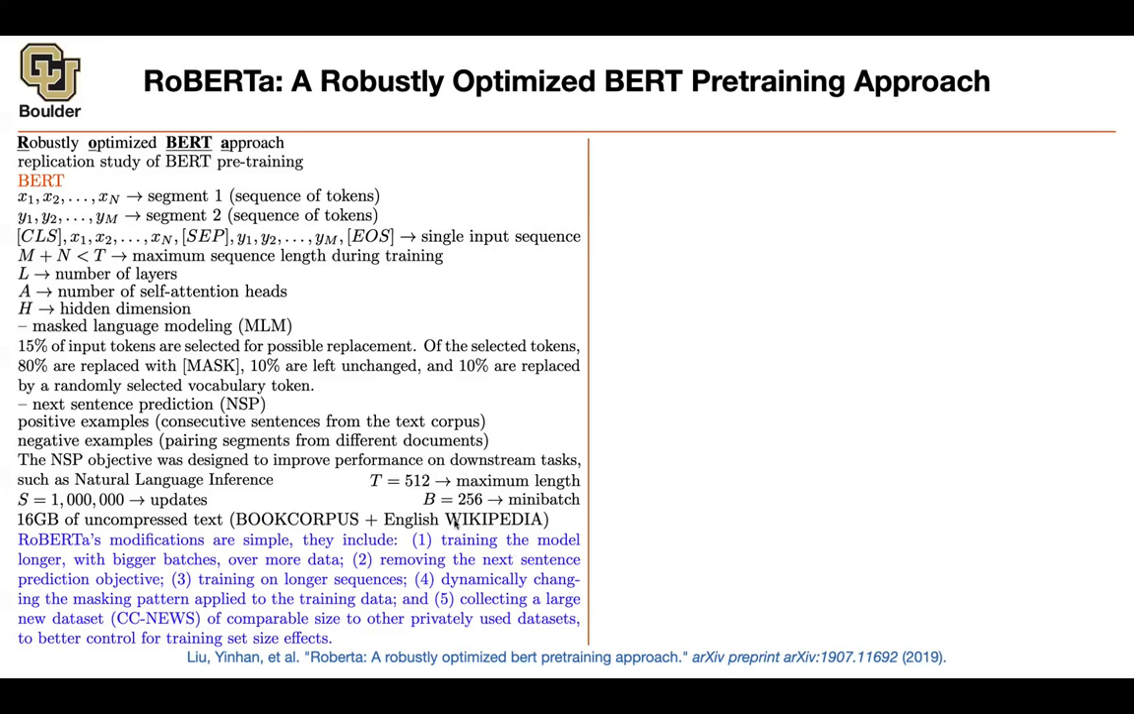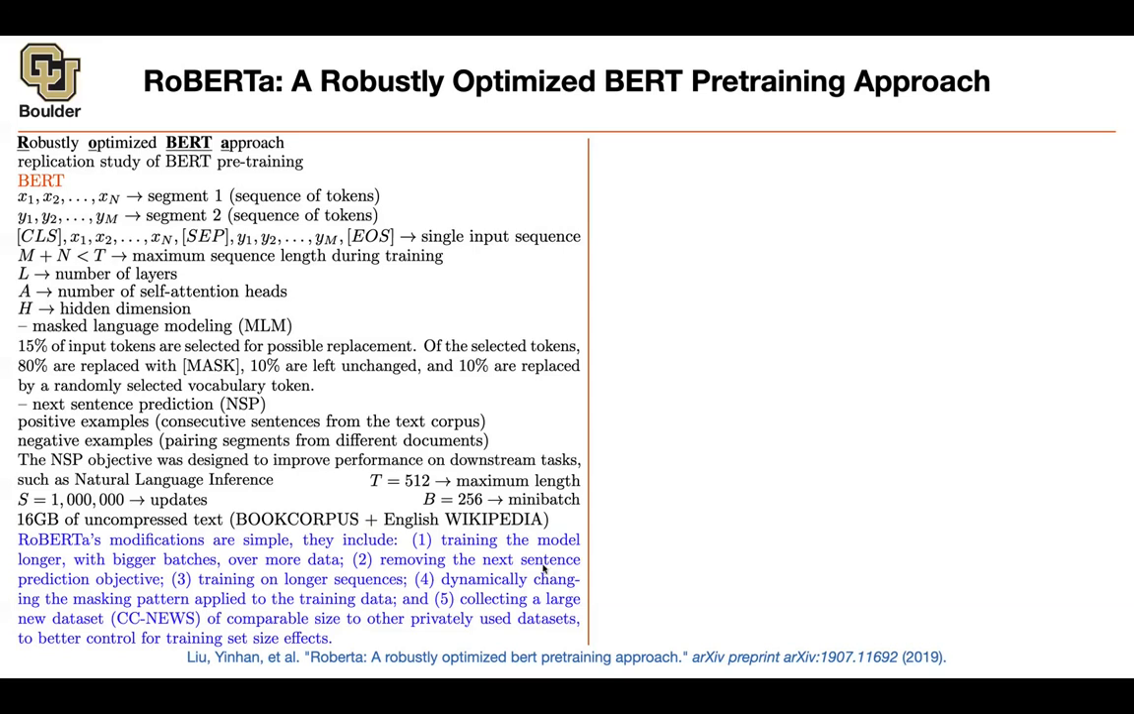And depending on how many GPUs you're using and what is your batch size, you might end up waiting longer or shorter, but train your model longer with a bigger batch size and over more data. So you're going to increase your data set. The second one is you're going to remove the next sentence prediction objective. Now that you have a bigger batch, you're training for longer, you come to the conclusion that this was actually not necessary. Its existence or absence is not going to change much when it comes to the performance on your downstream tasks. What else? Train on longer sequences.